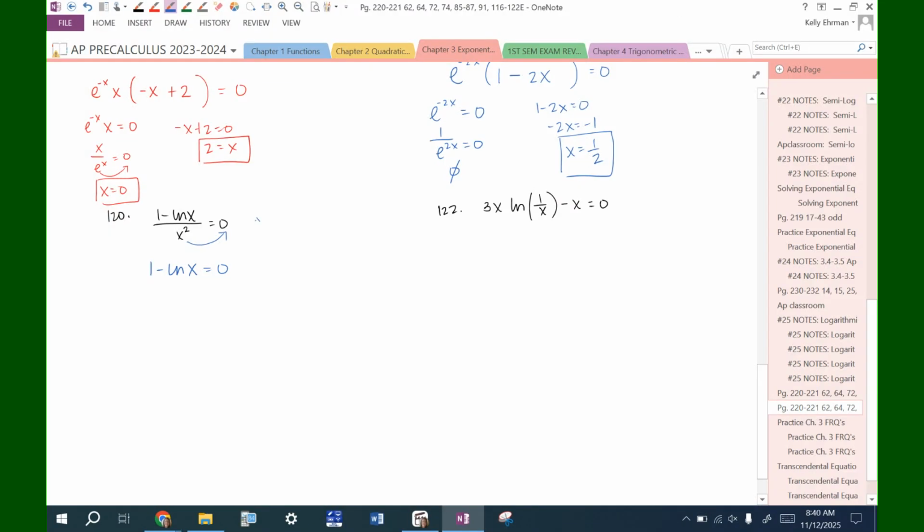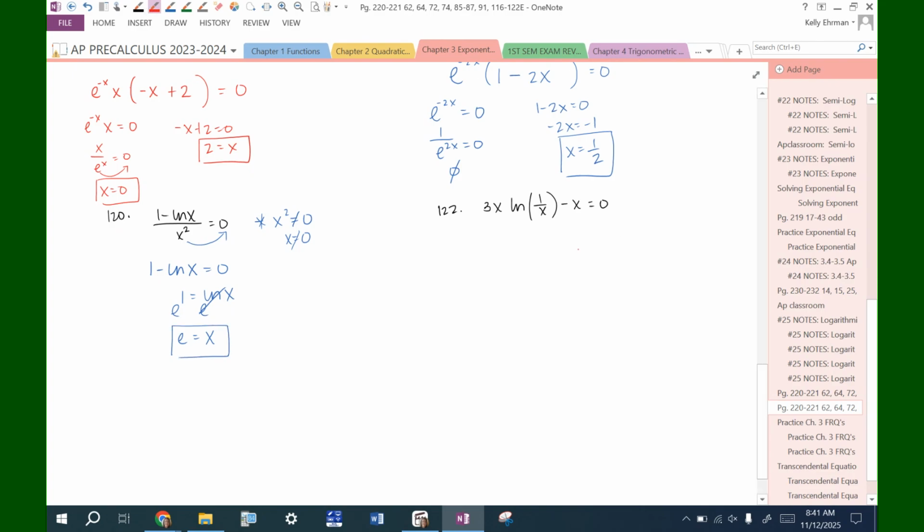Here's what I need to keep in mind. x squared can't equal 0 because then we would be dividing by 0 in the original. So if I get 0 as an answer, I cannot use it. Same for any negative value because of the natural log. All right, so I'm going to add ln x to the other side. Base e both sides. e equals x. e is not 0, so that's okay.